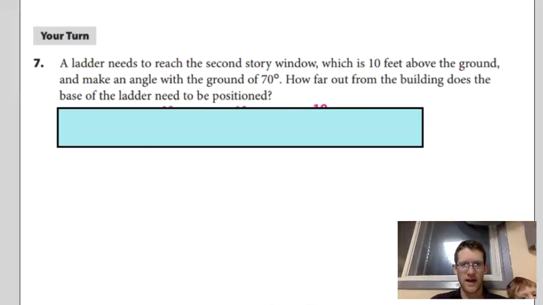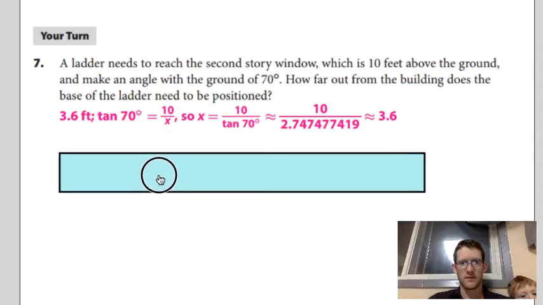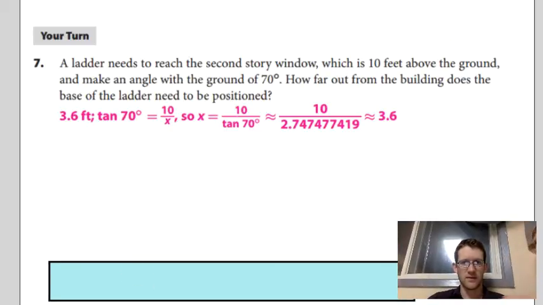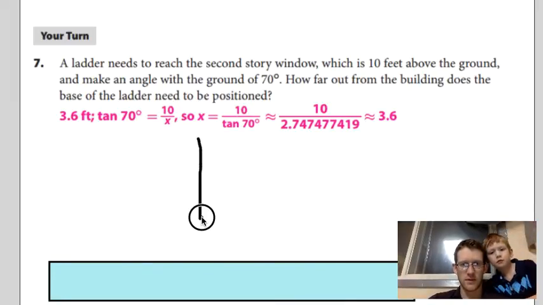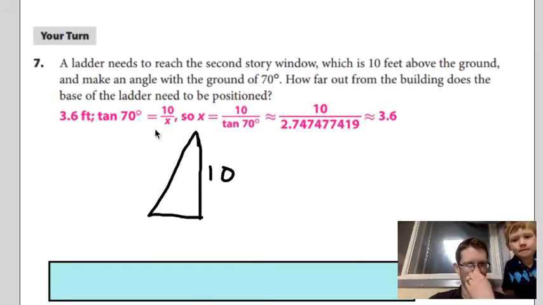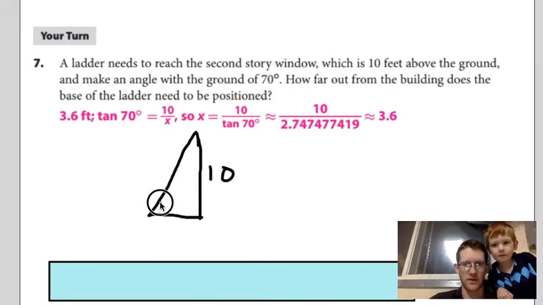Okay, and you're back. So if we were to set up a picture for this, we can set up a picture real quick. It says a ladder needs to reach the second story window, which is 10 feet above the ground. So here's my picture. I know that that window is 10 feet above the ground. It's going to make an angle with the ground of 70 degrees. So this one here is going to be 70 degrees.